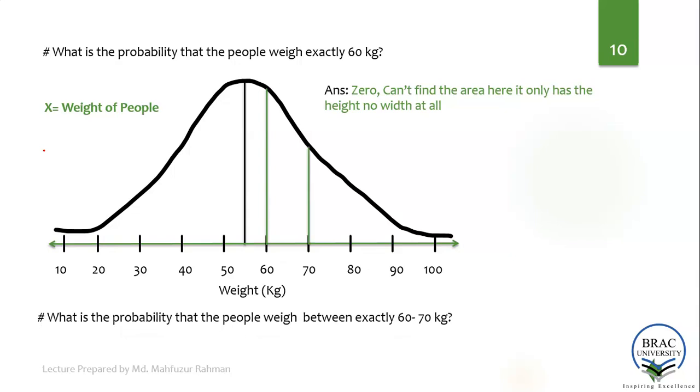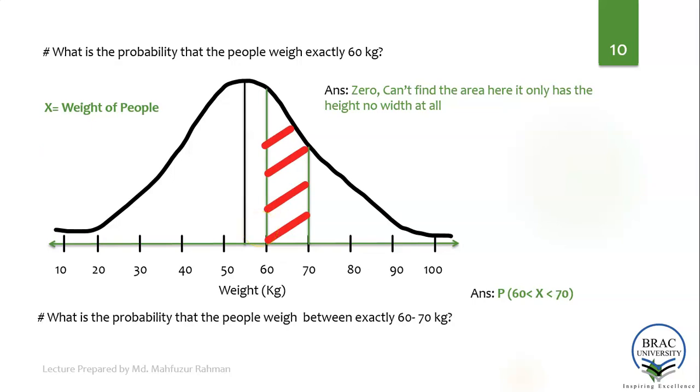The first thing we need to do is cover this area, shade this region, and then calculate the probability using some integration or other formula for continuous probability distribution. So for this particular thing, the main message is that in continuous probability distribution, for a particular point or value, you can't find the probability, as you can't find the area here, as it has only the height, not width at all. So in continuous probability distribution, we must calculate the area within some range.